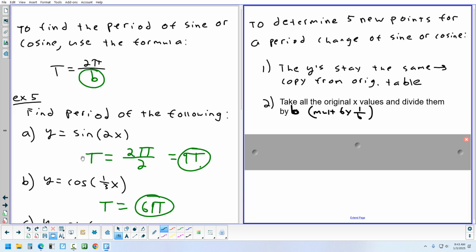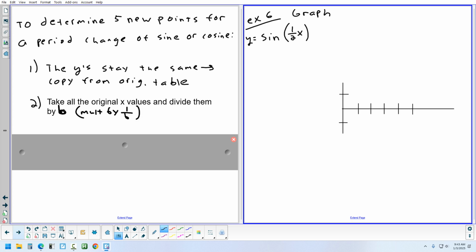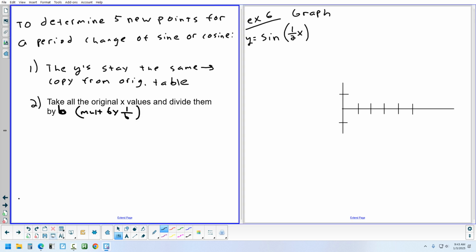Let's try an example. All right, so we've got sine of 1/2 x. Again, the way that I'm going to graph these is I'm going to scale my x-axis. So even if a graph is supposed to look really stretched or compressed, it's not going to. Because if I have to scale something 10 times as big, I don't want to use a piece of graph paper 10 times as big. So I'll change my scale.